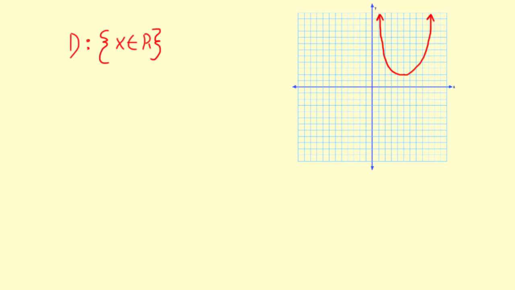We say the domain is x is an element of the real number set. The reason being is because the parabola extends to the left and the right forever in both directions. It keeps going up, but also keeps going left and right forever. Now the range is a little different. Because the parabola has a lowest value, it looks like the lowest value is y equals 2. So I have to be a little more specific here.